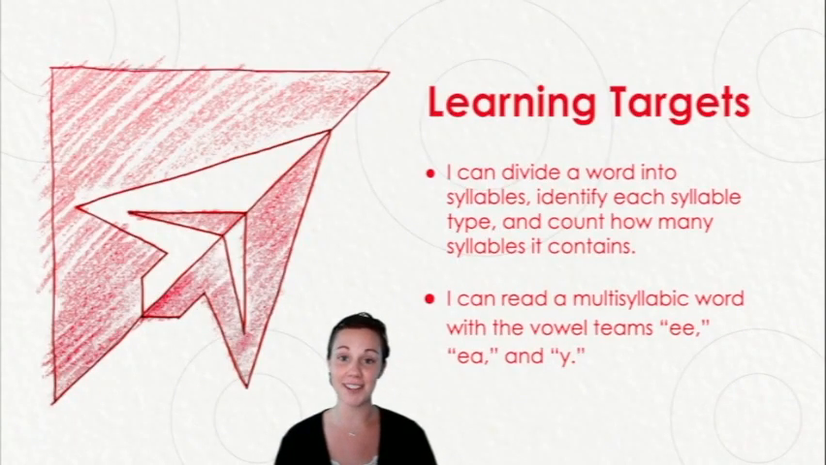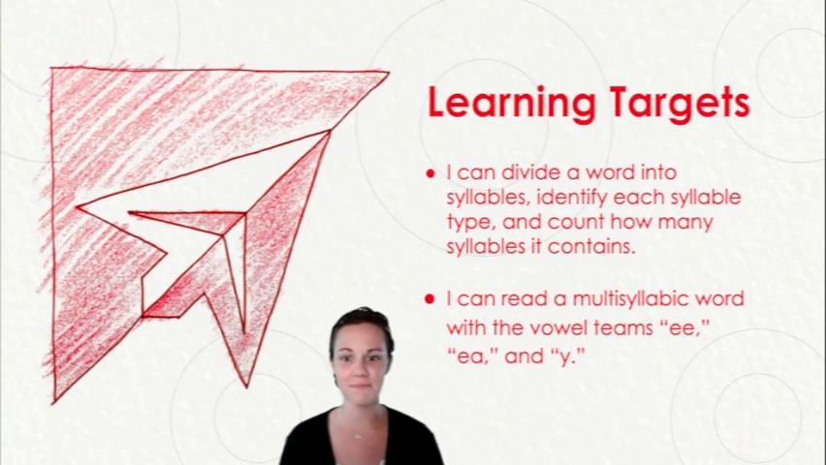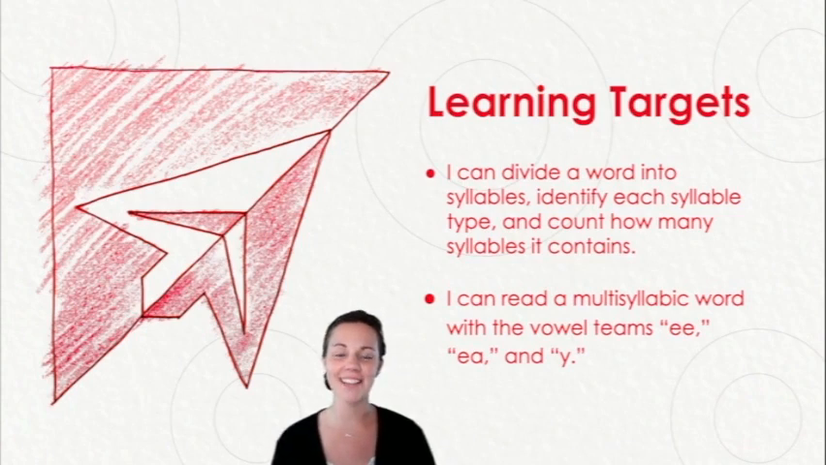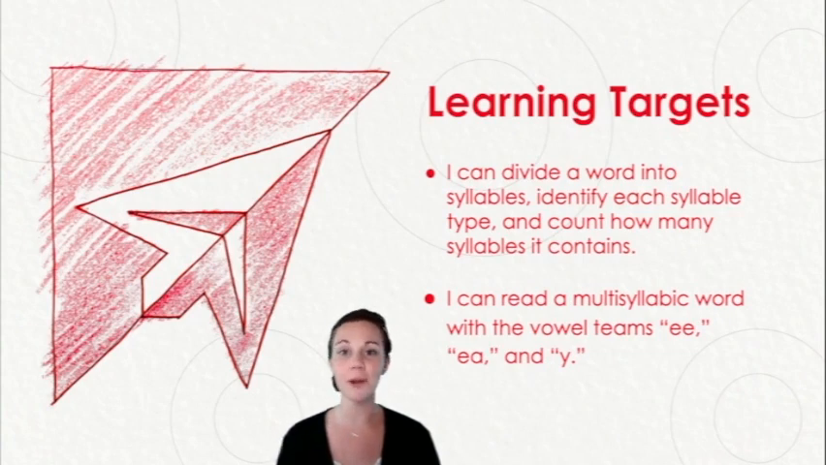The first learning target says, I can divide a word into syllables, identify each syllable type, and count how many syllables it contains. Those are the steps we'll be following today in our Count It Out instructional practice. The second learning target states, I can read a multisyllabic word with the vowel teams EE, EA, and Y. Multisyllabic just means it has more than one syllable. You'll do just fine with that.